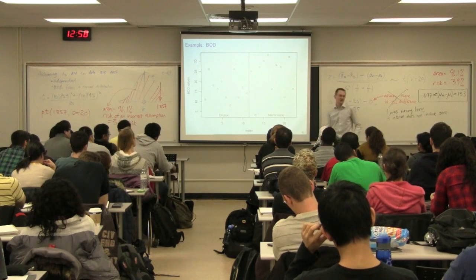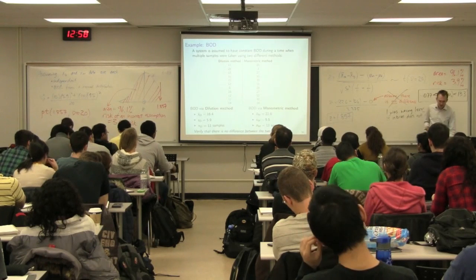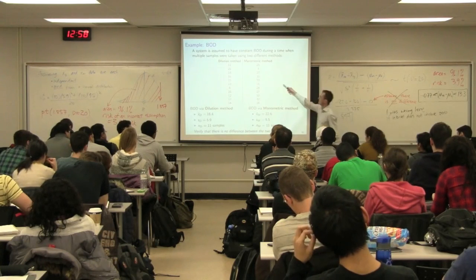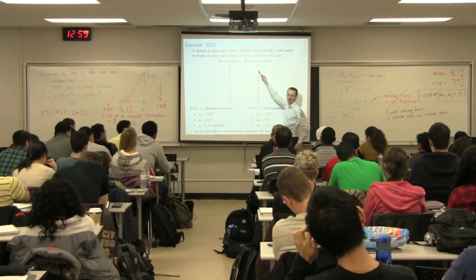Go to the data set. I encourage you to do this at home. Find that data point, it's the three over here. Delete it and rebuild your confidence interval.